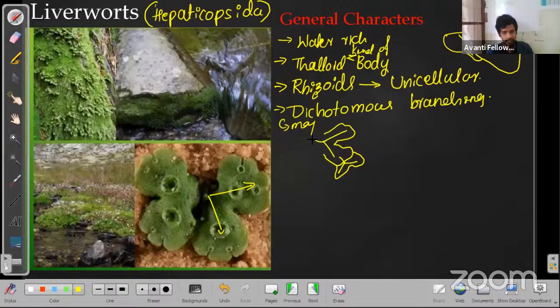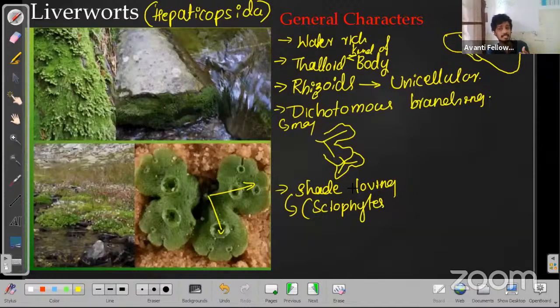Okay, and these are shade loving. What is the meaning of shade loving? There are other words also used. Someone asked just now: sciophytes, that term is used. That means these are not present in direct sunlight. They are present in the shade of some other organism, which will come in later parts. So these are shade loving. That means these are present below some other plants or below the shade of buildings, not in direct sunlight.